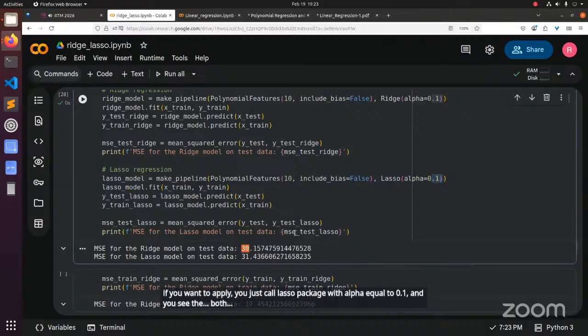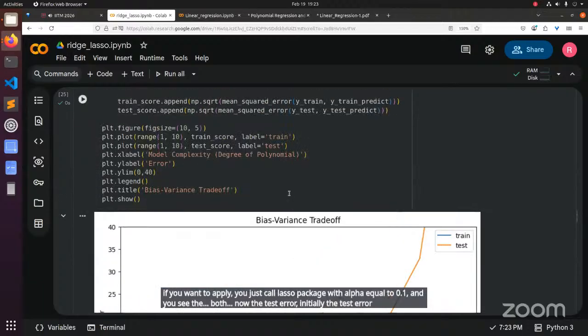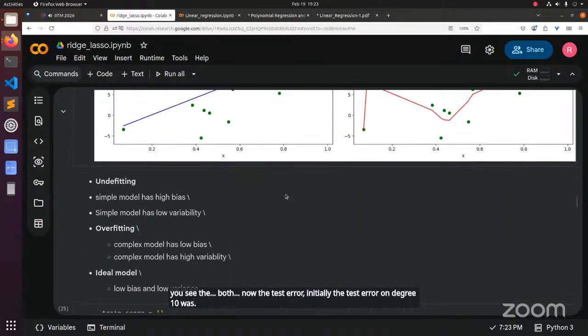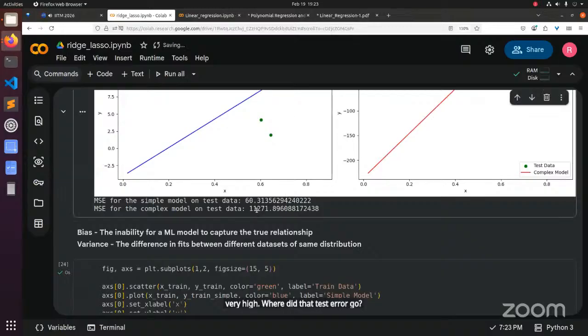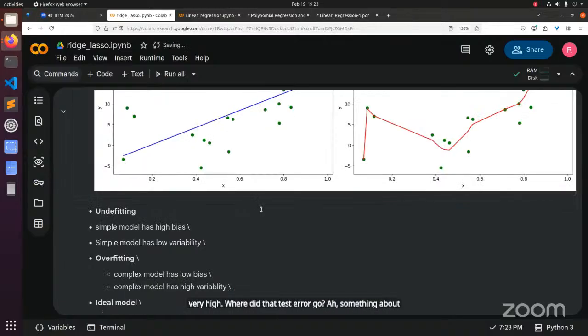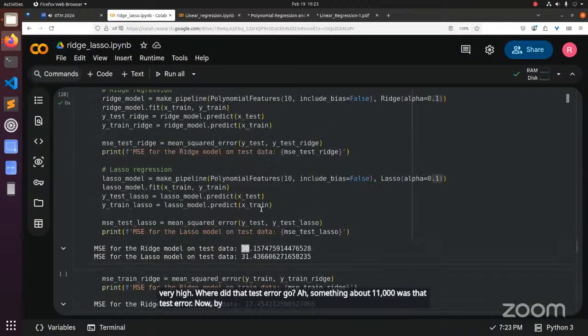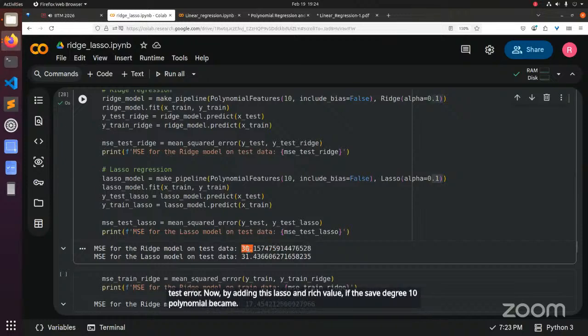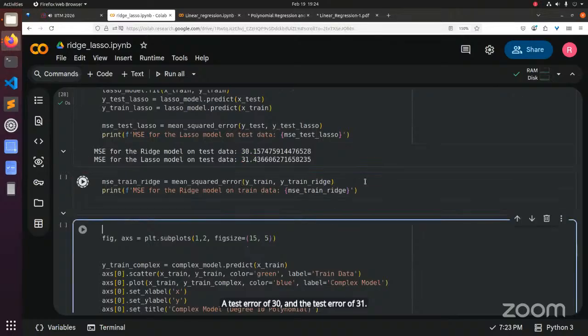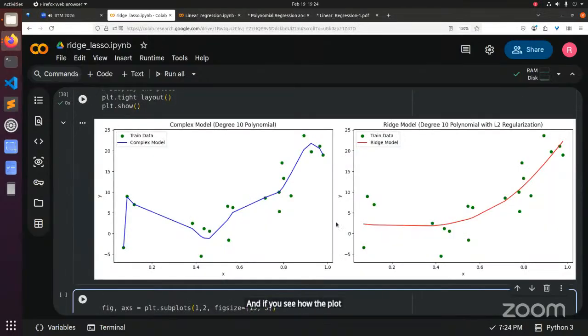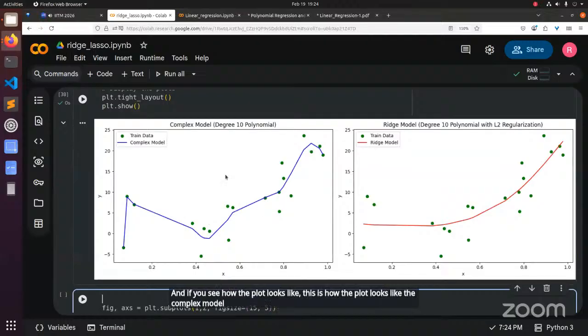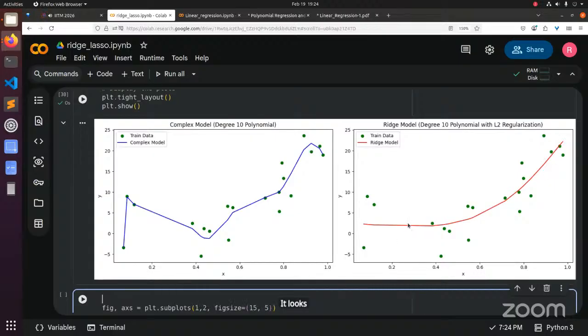Now the test error, initially the test error on degree 10 was very high. Where did that test error go? Something around 11,000 was the test error. Now by adding this lasso and ridge, the same degree 10 polynomial became a test error of 30 and 31. And this is how the plot looks. The complex model of degree 10 without ridge looks like this, and with ridge it looks like this plot. It looks very close to a low-degree polynomial, right?